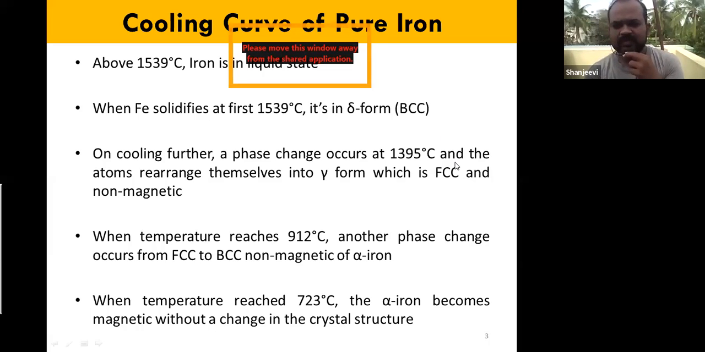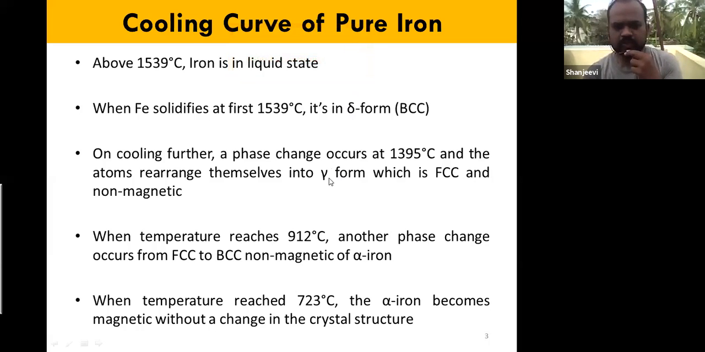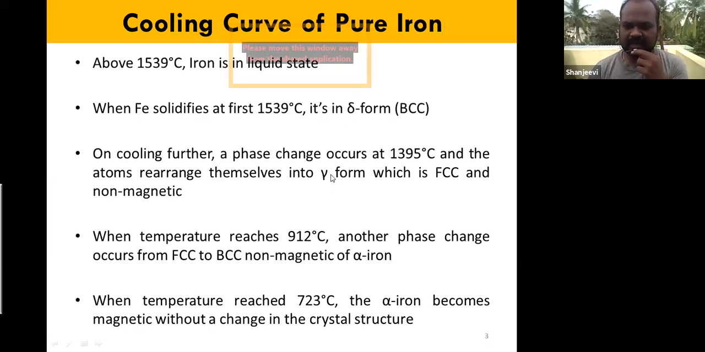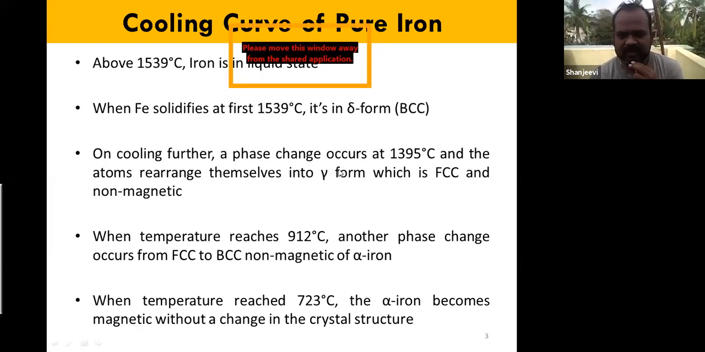the atoms make some changes. Delta ferrite changes into gamma. Gamma means austenite. Here, three terms are there, and you have to remember them. Delta means delta ferrite. Ferrite is the word used in the iron-carbon diagram. And next is austenite, gamma. This formation will start forming at 1395 degrees Celsius.